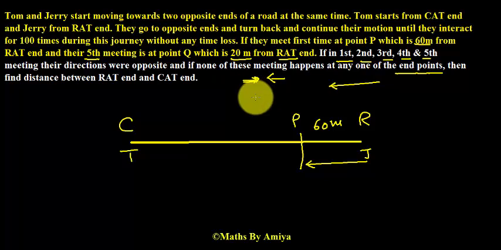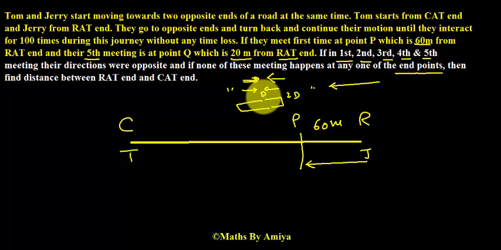What is the meaning of a perfect meeting condition? It means there is no overtake, because the direction is opposite. So we know if the first meeting happens at distance D, then for the second meeting, they trace 2D distance. This is the concept. None of the meetings happens at the end points, which means every round there is one meeting, and all meetings are perfect meetings, meaning directions are opposite.